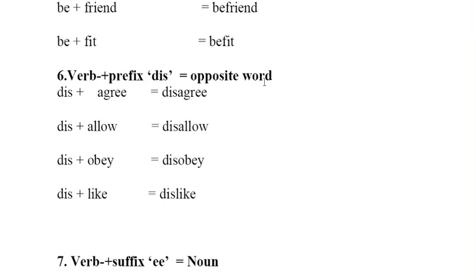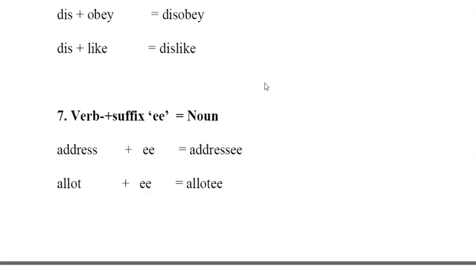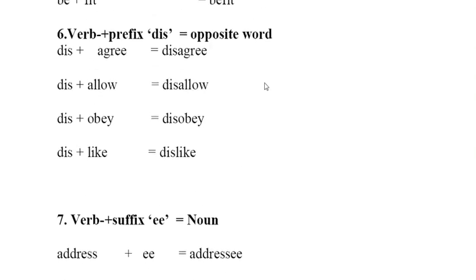Rule 6 says with a verb, if prefix dis is added, it becomes the opposite of it. It's like agree plus dis, disagree. Allow, disallow. Obey, disobey. Like, dislike. So this is rule 6: if we add dis with a verb, then this prefix with the verb becomes the opposite of the word.